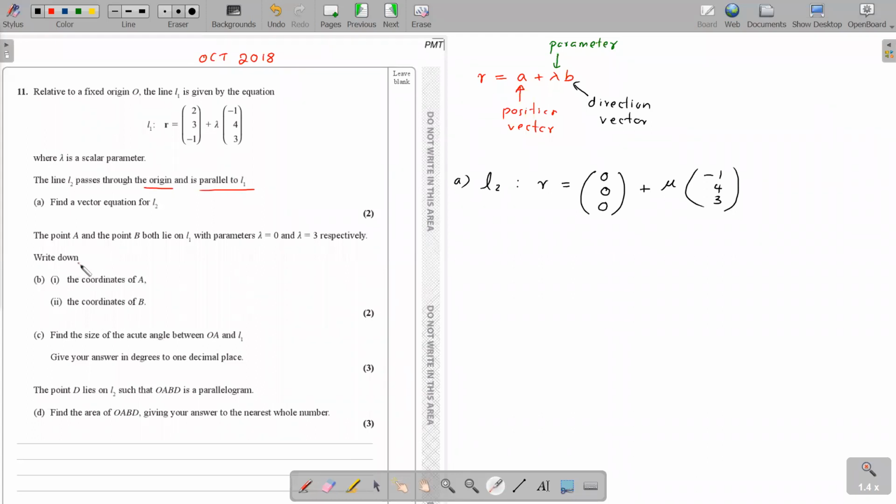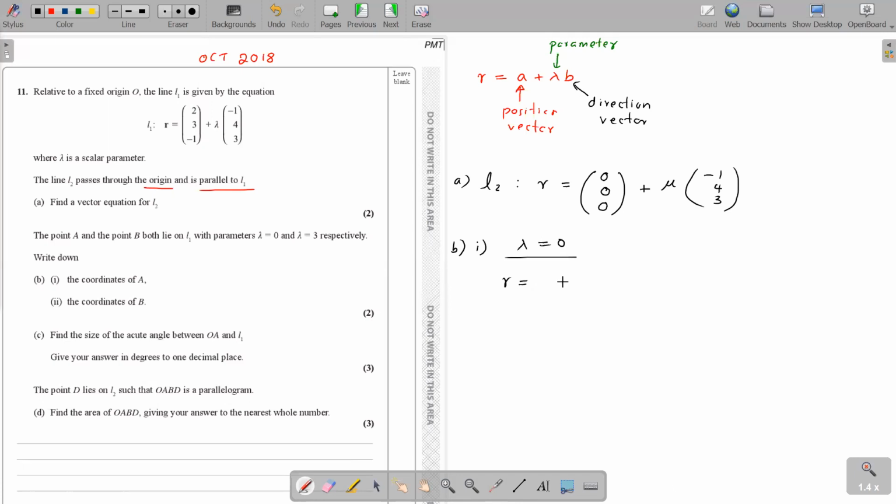Then we'll move to the next part. They say the points A and B both lie on line 1, on L1, with parameter lambda equal to 0 and lambda equal to 3 respectively. Write down the coordinates of A and the coordinates of B. Since A and B lie on line 1, all you have to do is replace the parameter here and get the respective coordinates. They tell you lambda is 0. So when lambda is 0, we can get the coordinate A.